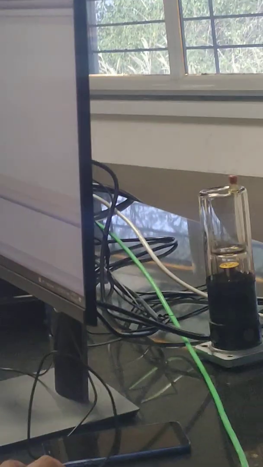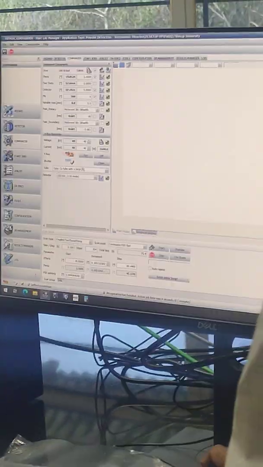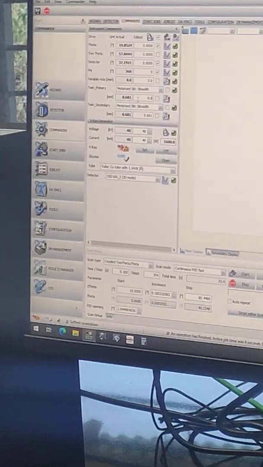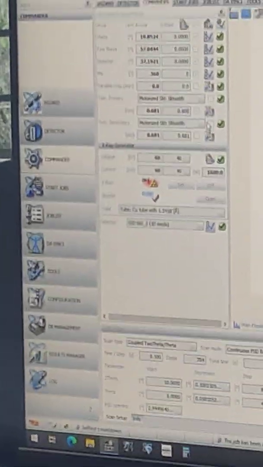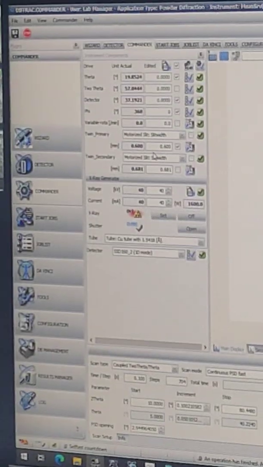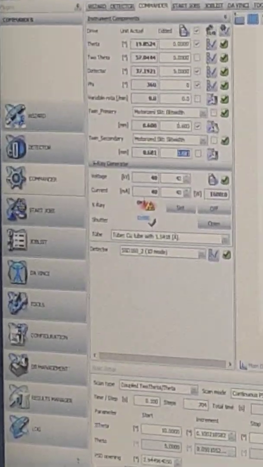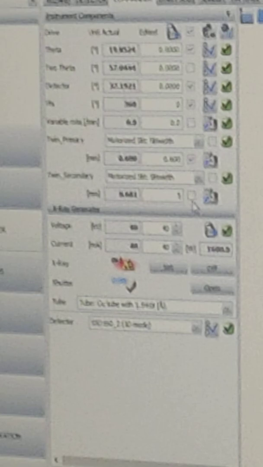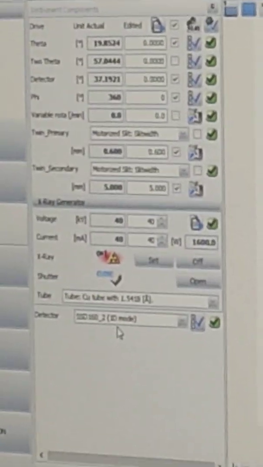And then you have to set the value for the slit. This is the divergence slit on the primary side. By default you can use 0.6 mm. Okay, you can open 0.6 mm. And on the secondary side, the anti-scatter slit has to be fully open, that is 5 mm. Let me open 5 mm. The detector is in 1D mode.